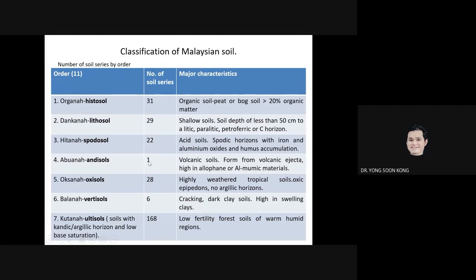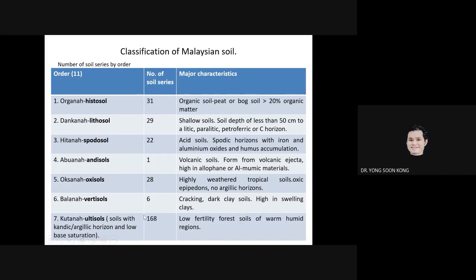Only one in Malaysia. Oxysol, quite common because why? Oxy means oxidized, highly weathered. Why not? Because Malaysia has high rainfall, and a lot of Malaysian soil actually are weathered to a high extent, especially in high rainfall areas. They are mostly this kind of one, oxysol. Vertisol, what does that mean? It's a dark clay soil with cracking and high swelling. Not many of the soil will have this one, only 6.